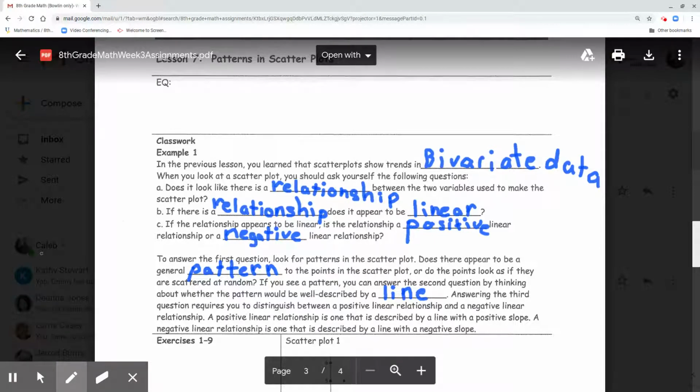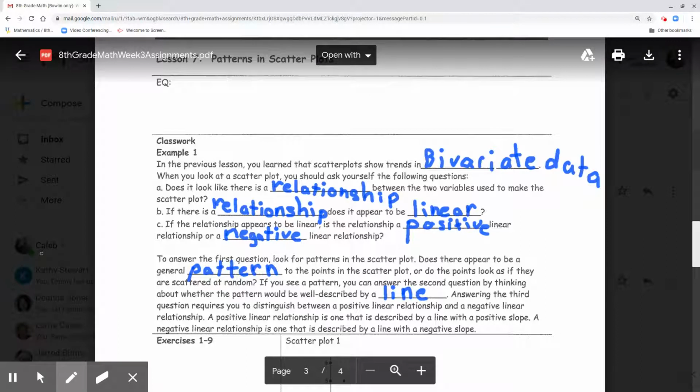In the previous lesson, we looked at how scatterplots show trends in bivariate data. Remember, in lesson 6 we were looking at different weights of cars and their fuel mileage, and seeing if those had any kind of relationship with each other. When we look at a scatterplot, we should be asking ourselves the following questions. Part A says, does it look like there is a relationship between the two variables used to make the scatter plot? Because remember, a scatter plot is a way to show if there are any trends or if there even is a relationship between two sets of data, like in lesson 6.